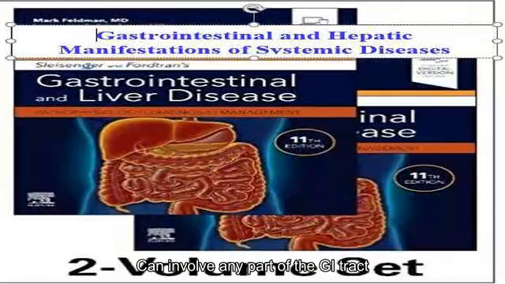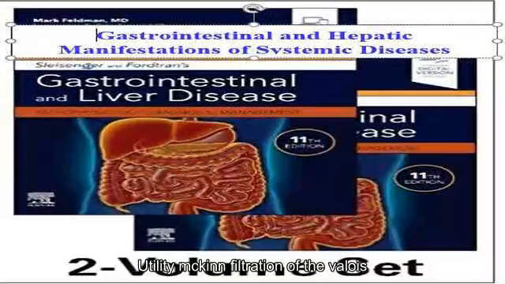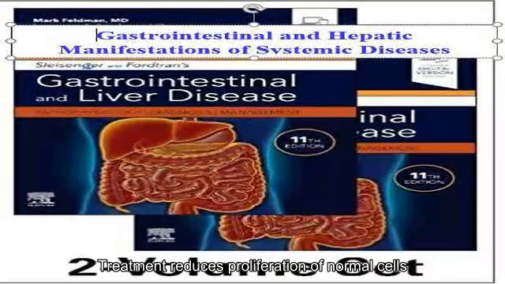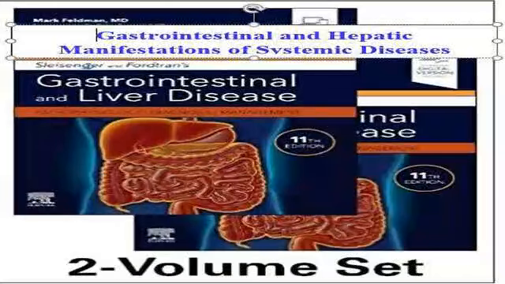GI and liver involvement in leukemia. Leukemias can involve any part of the GI tract, with about 10% of patients being symptomatic. GI involvement usually occurs during relapse due to leukemic infiltration of the bowel wall, immunodeficiency, coagulation disorders, or chemotherapy. Treatment reduces proliferation of normal cells, causes myelosuppression, and weakens areas of the bowel wall as it destroys the underlying malignancy. Although most patients are asymptomatic, others may complain of abdominal pain, bleeding, or diarrhea.